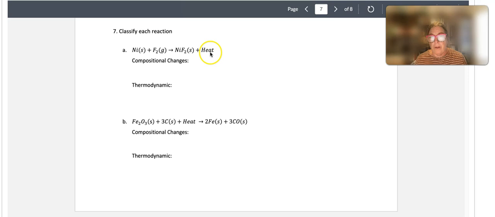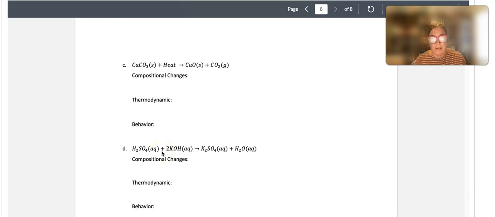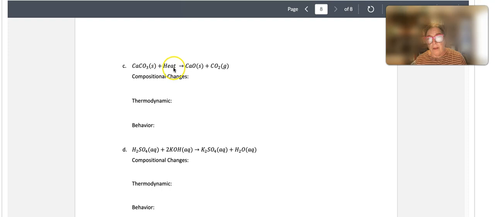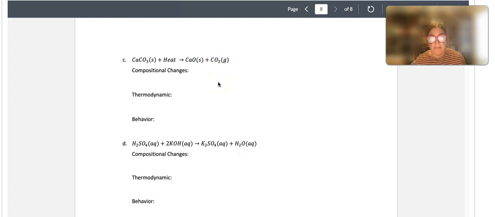Because you see that they're telling you where the heat's coming from. The heat's coming off at the end. This reaction, mixing nickel with fluorine, gives this solid and heat. So is that endothermic or exothermic? Is heat being given off, exothermic, or is heat being absorbed, endothermic? Same thing here. So they're asking for compositional changes and thermodynamic. They're not asking for the behavior changes in those two. But in this one they are, because you can read these phase indicators and see what happened. Oh, a gas. So maybe it was a gas forming reaction, right?